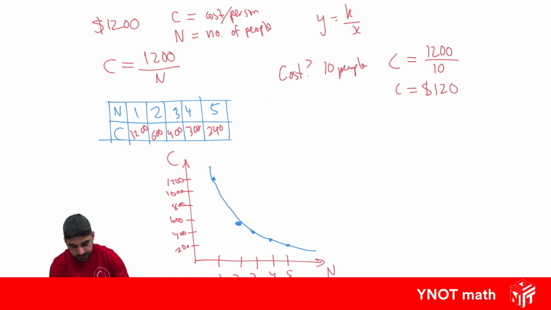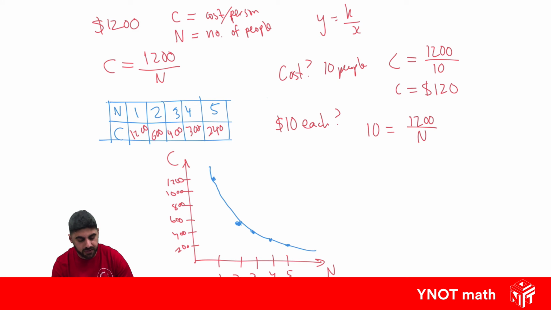And so how can the cost be $10 each? Well, we could again use the equation. If we want the cost to be $10, we just make C equal to 10, so 10 equals 1,200 over N, and we can solve for N. If it's going to be $10 each, we need to figure out how many people we need. You could multiply both sides by N, 10N equals 1,200, then divide both sides by 10, and we get 120, which means 120 people would have to go for it to be $10 each.